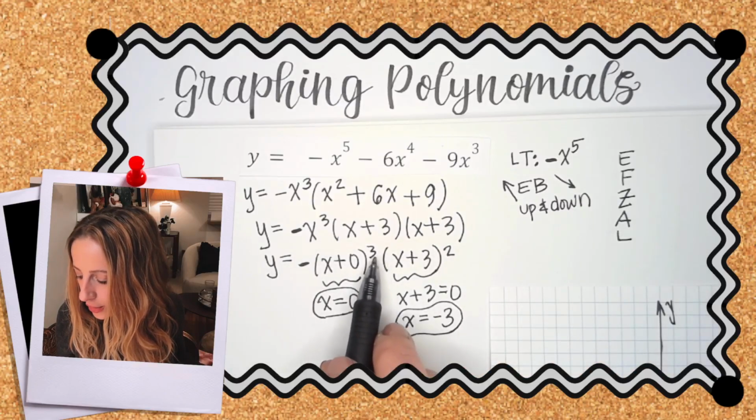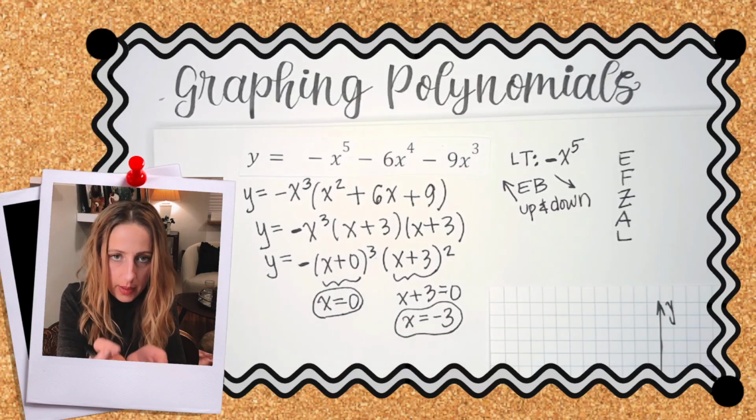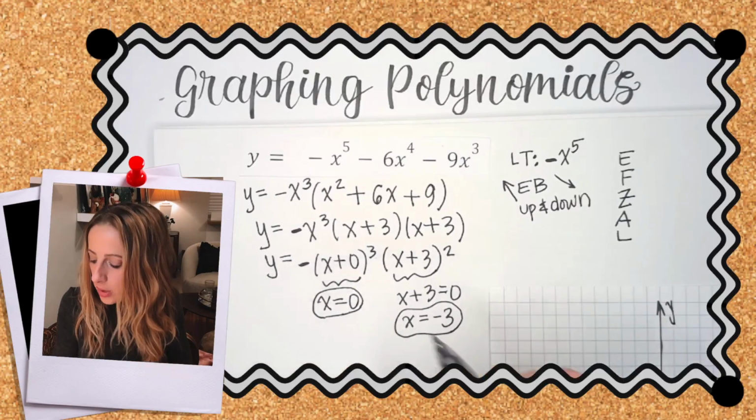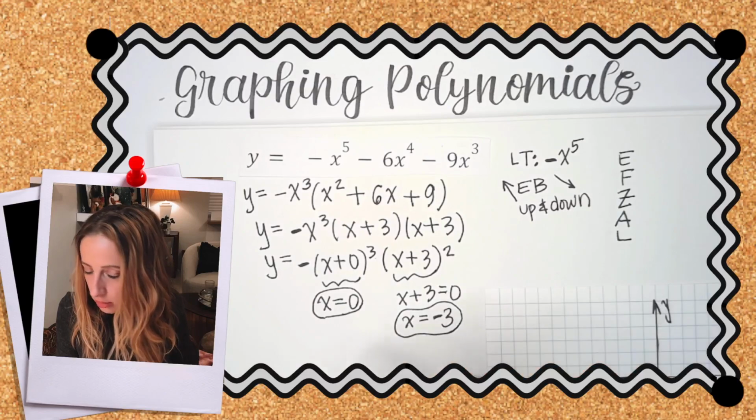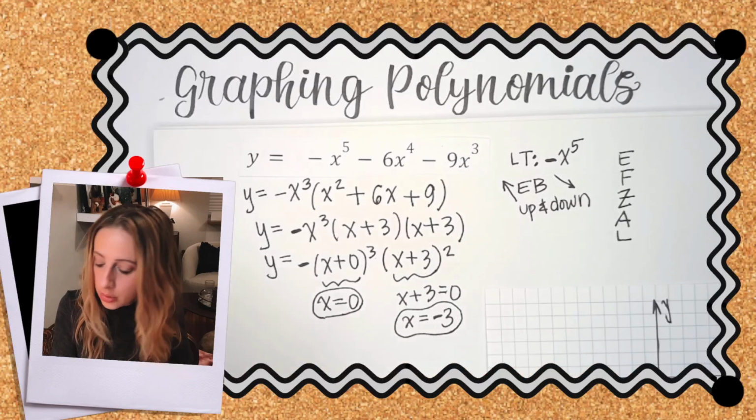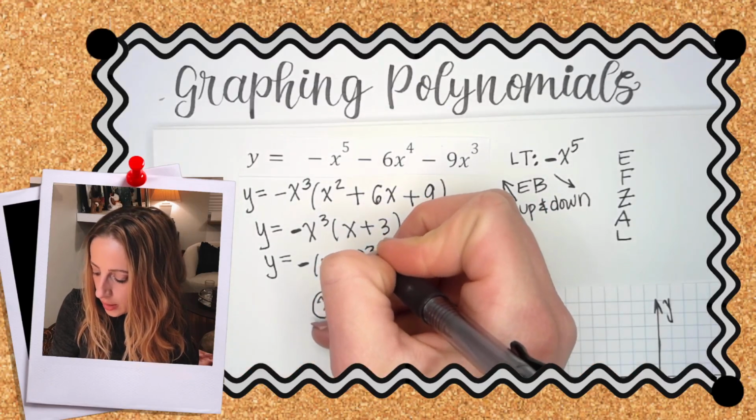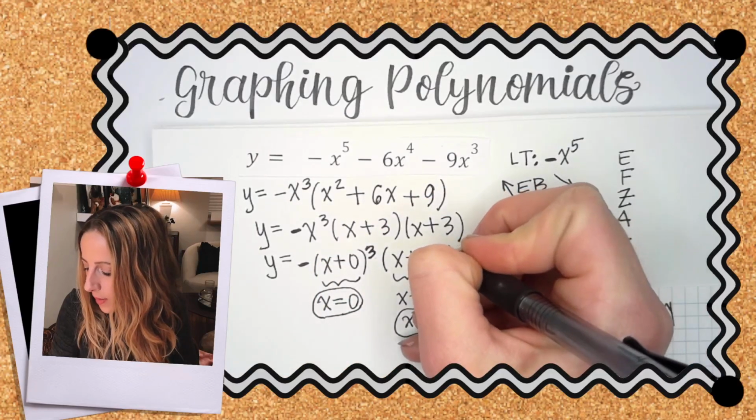The local behavior is determined by, so we have our little baby x-intercept. Here it is. Here's 0. Here's negative 3. The local behavior, to figure out what is this little baby bird going to grow into, we got to figure out what kind of egg it came out of. So this came out of a cubing egg. This came out of a squaring egg.